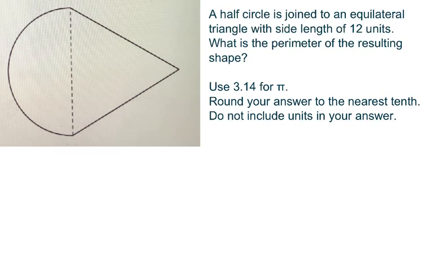A half circle is joined to an equilateral triangle with side length of 12 units. What is the perimeter of the resulting shape? Use 3.14 for pi. Round your answer to the nearest tenth. Do not include units in your answer.